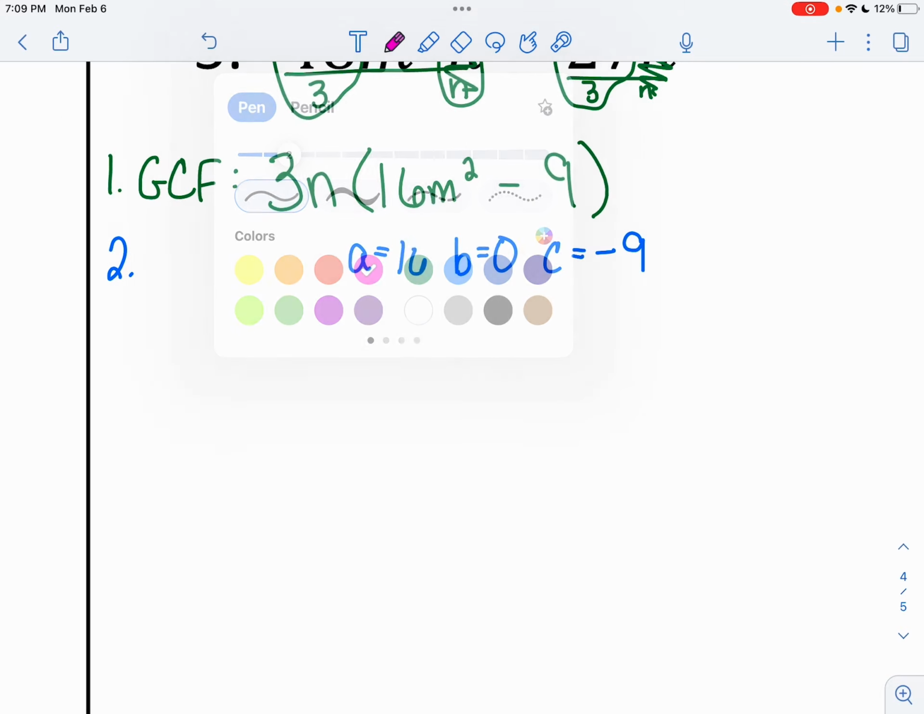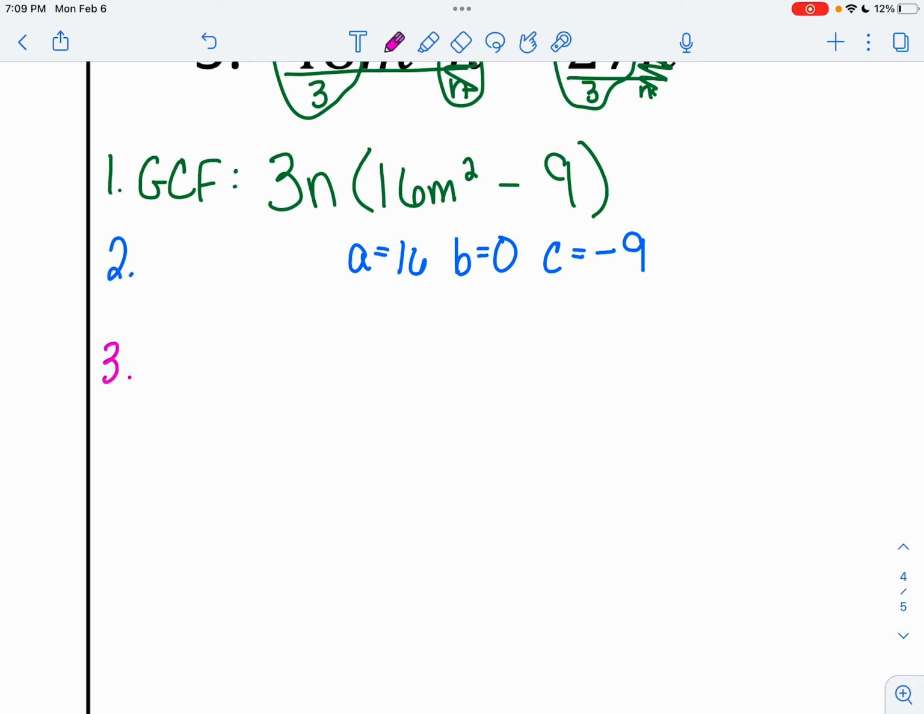Okay, now for our chart. The chart puts AC here and B here. AC is what? 16 times negative 9. Oh dear, that's a big number. 144, right? Negative 144. And B is 0.